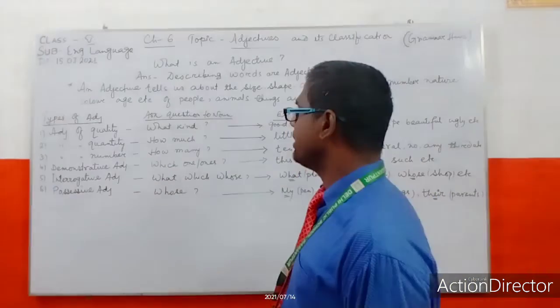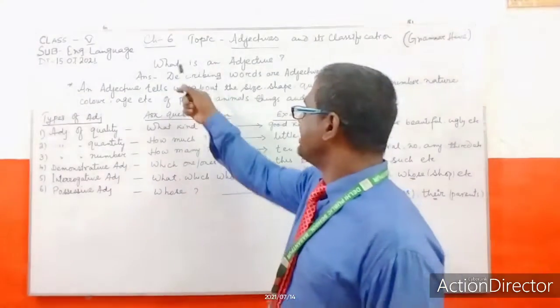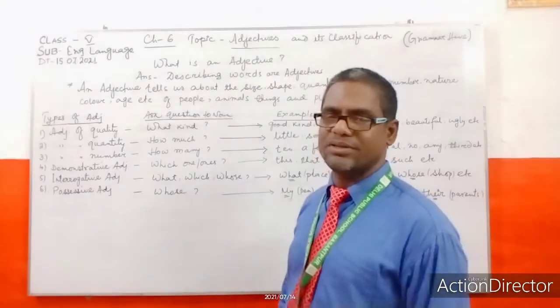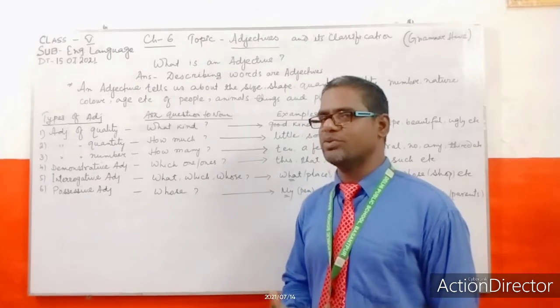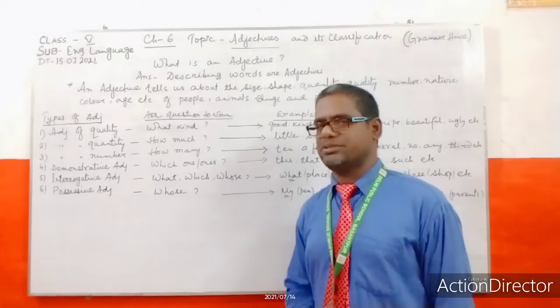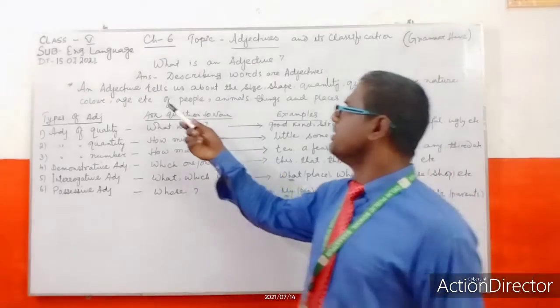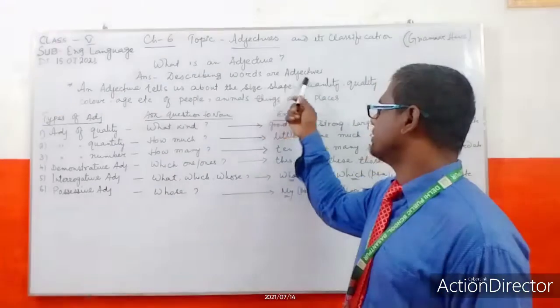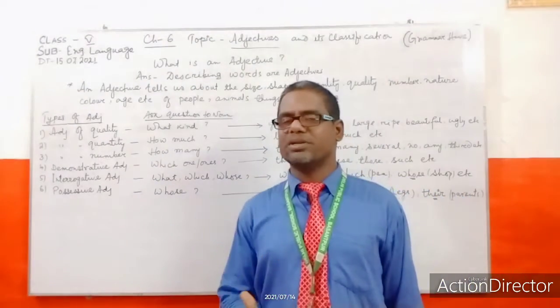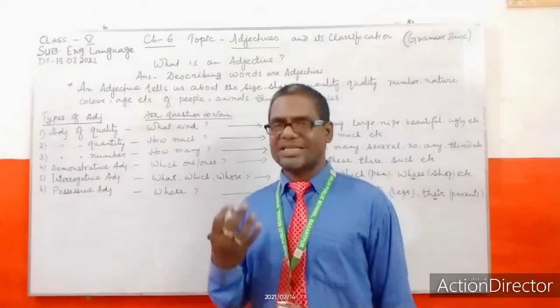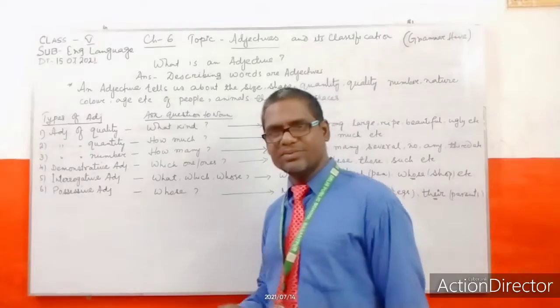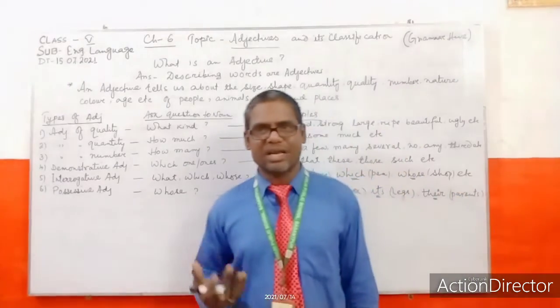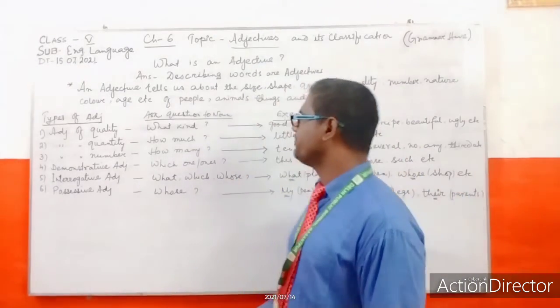So here I have written on the board, what is an adjective? You should have a question before going to the lesson. What is an adjective? So here is the answer. Describing words. This is a very simple answer. Describing words, or adjectives. Okay. So what are adjectives? Adjectives are describing words. Okay.